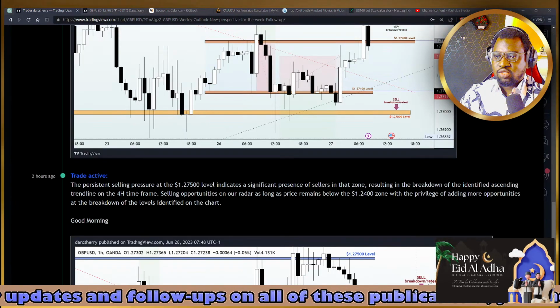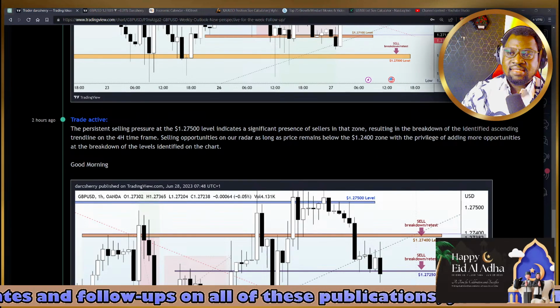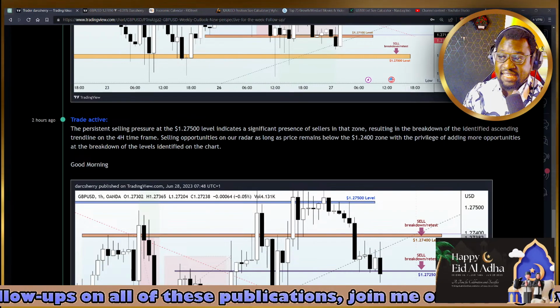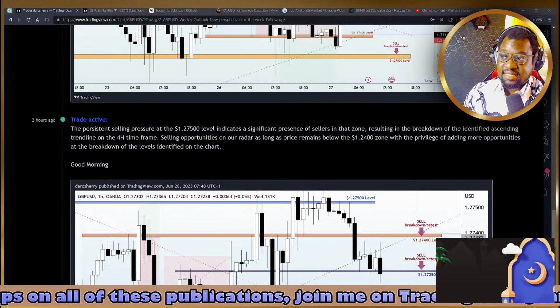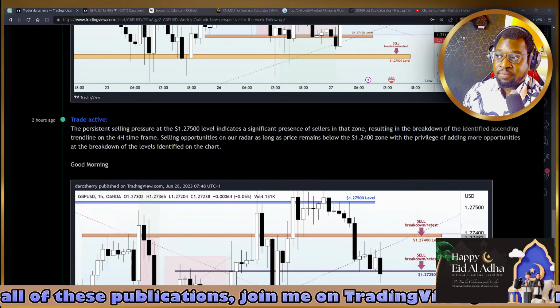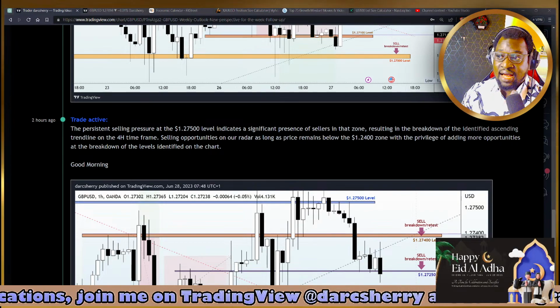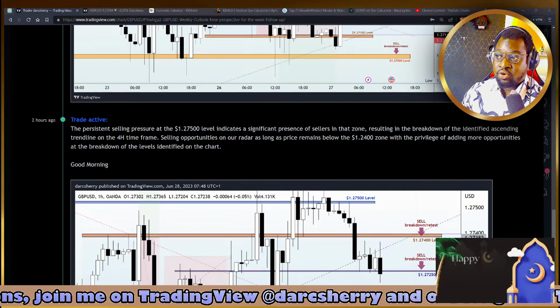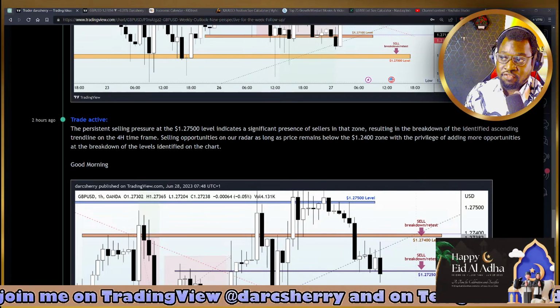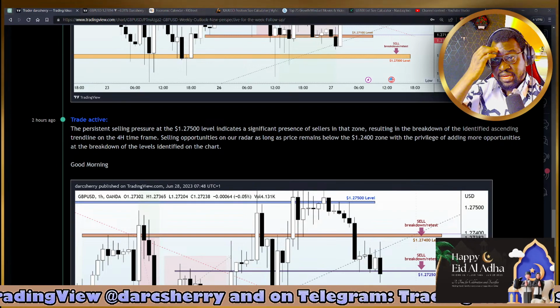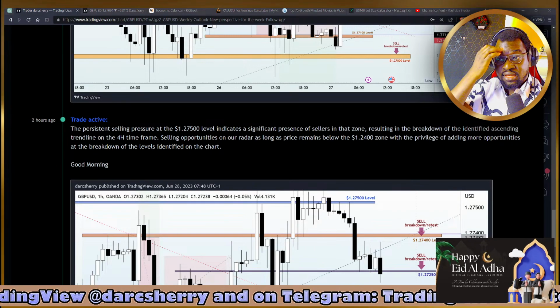So this morning, this is what I said here this morning. I said the persistent selling pressure at the 1.275 level indicates a significant presence of sellers in that zone, resulting in the breakdown of the identified ascending trend line on the 4 hours time frame. Selling opportunities on our radar as long as price remain below the 1.274 zone, with the privilege of adding more opportunities at the breakdown of the levels identified on the chart.